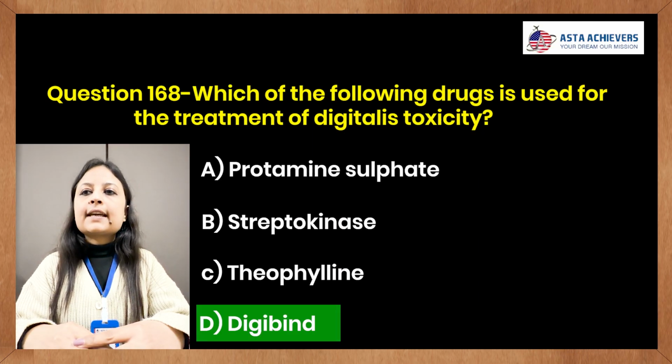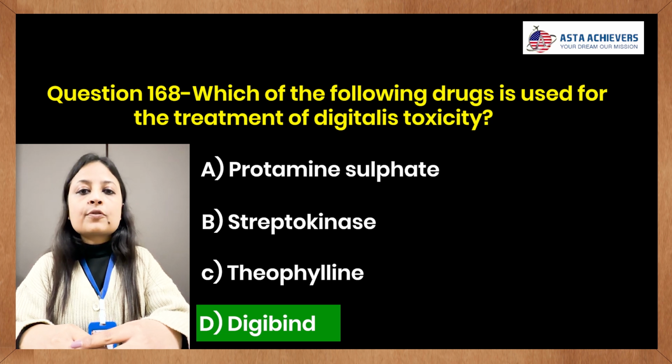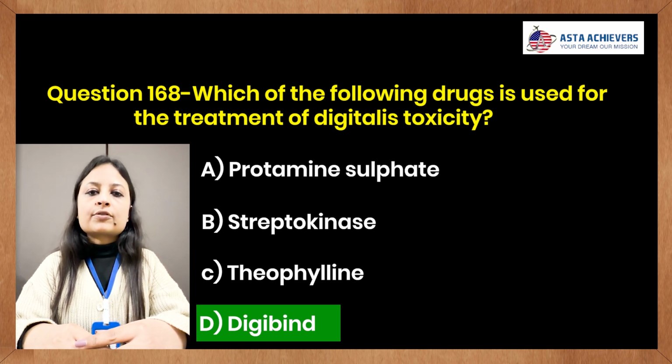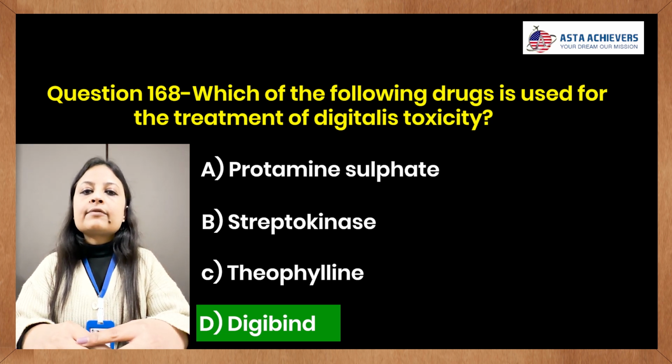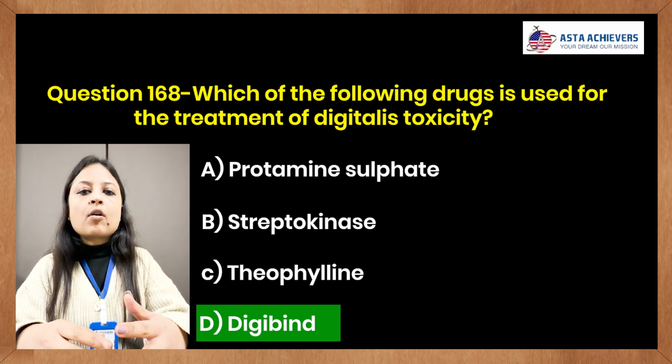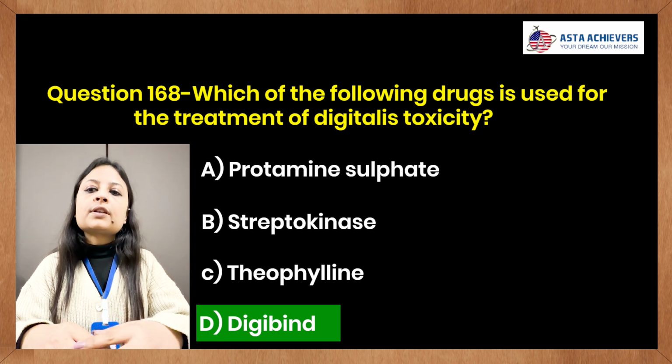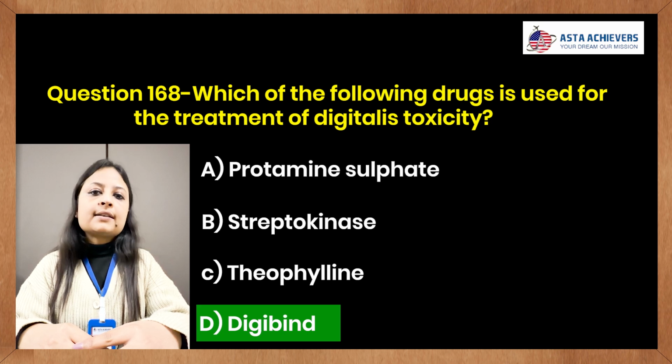Question number 168. Which of the following drugs is used for the treatment of digitalis toxicity? Option A, protamine sulfate. Option B, streptokinase. Option C, theophylline. And option D, DigiBind. So DigiBind is the correct answer.